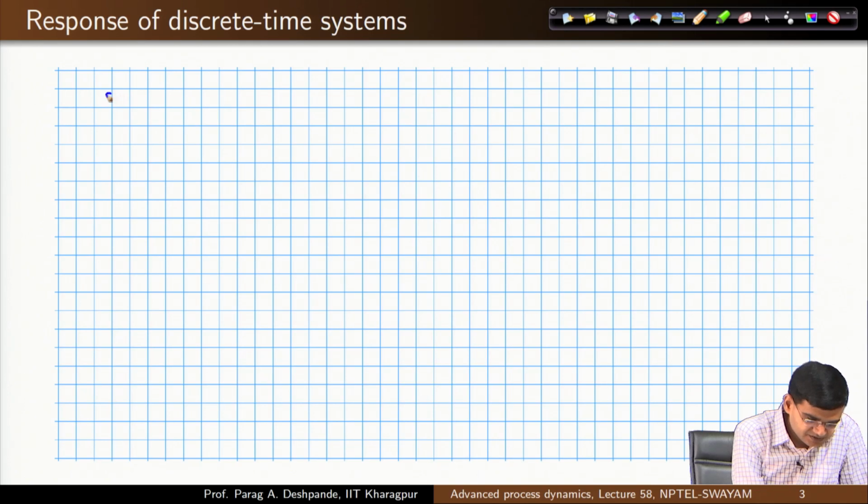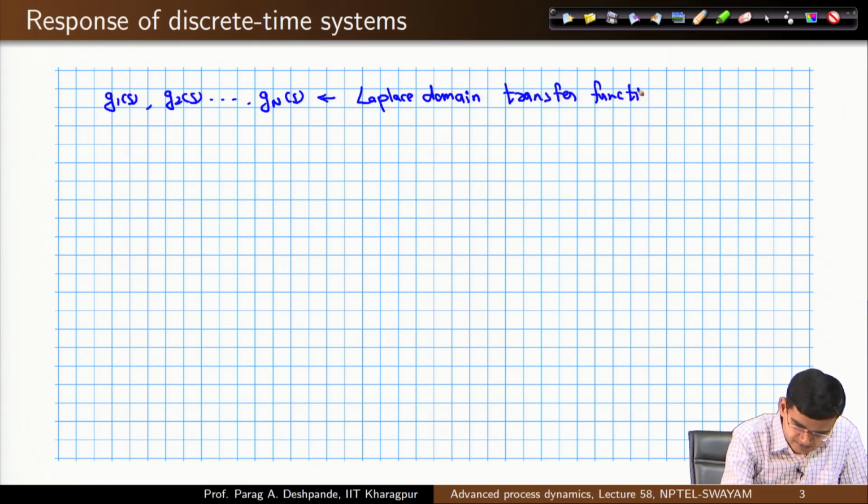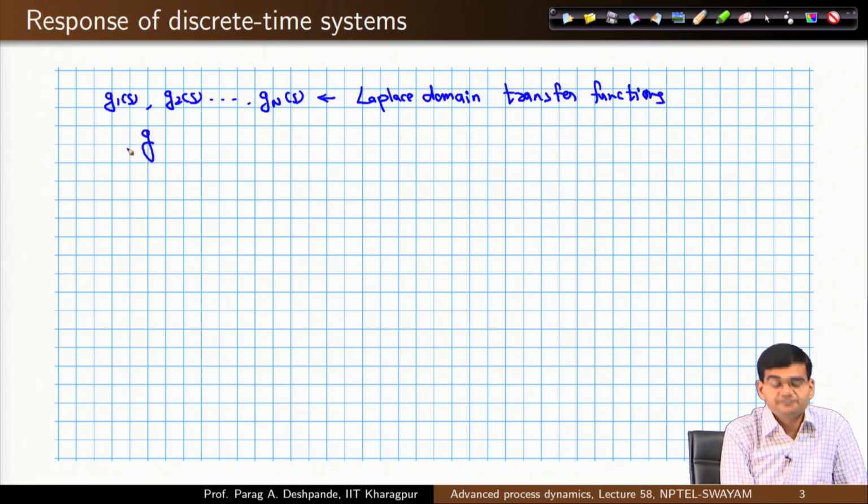if G1s, G2s up to Gns are the Laplace domain transfer functions, then what would be G overall, or simply G?